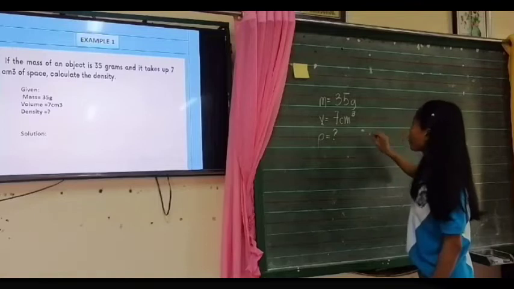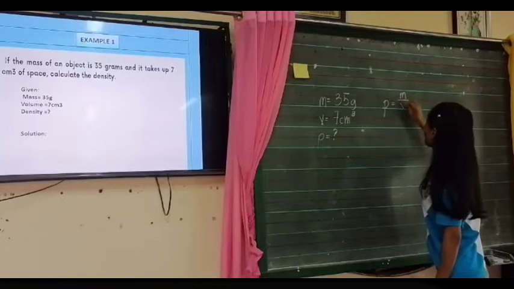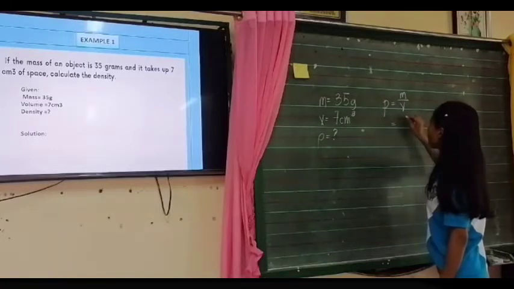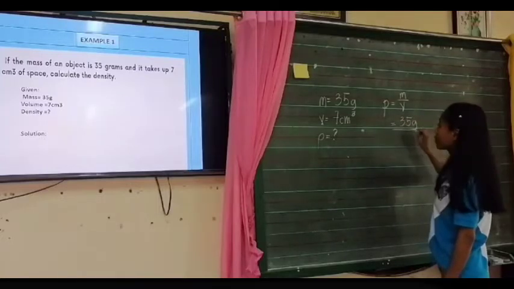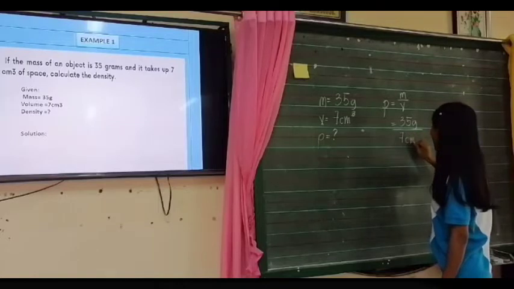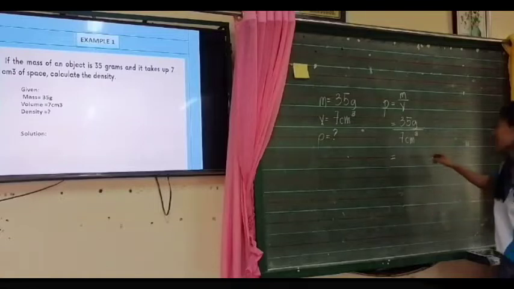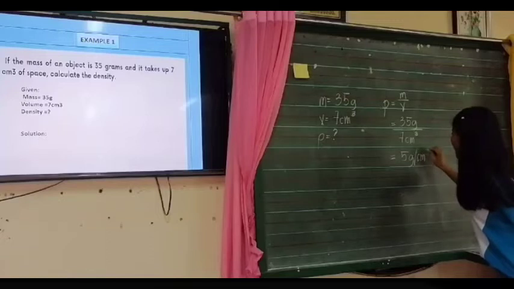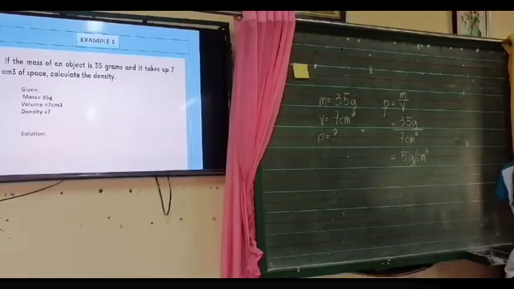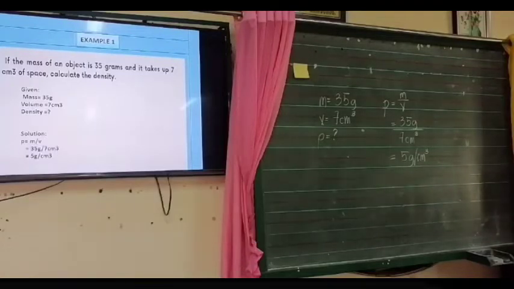So, the formula for density is ρ, rho, is equal to mass over the volume. Mass is equal to 35 grams divided by 7 cubic centimeter, which is equal to 5 grams per cubic centimeter. So that is the density of an object with a mass of 35 grams that takes up 7 cubic centimeter.